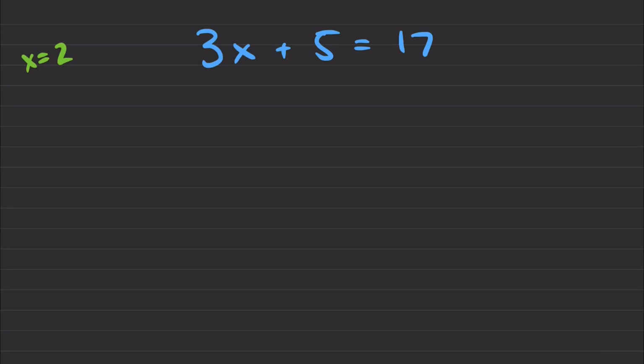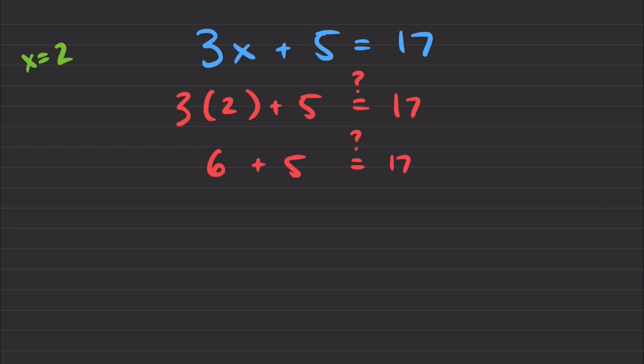So now all we have to do is verify. What happens if we have 3 times 2 plus 5? Do we get 17? Is it true that we get 17? Well, 3 times 2 is 6 plus 5. Is that equal to 17? No, I don't think it is. We actually have 11 on this side. So these are not equal. So x is not 2. Let's try another one. I think that 2 was a little too small.